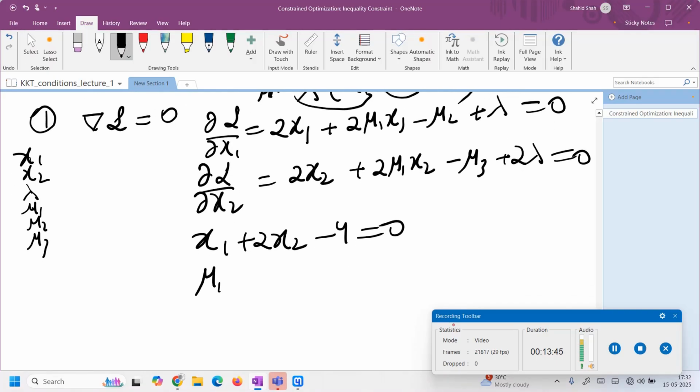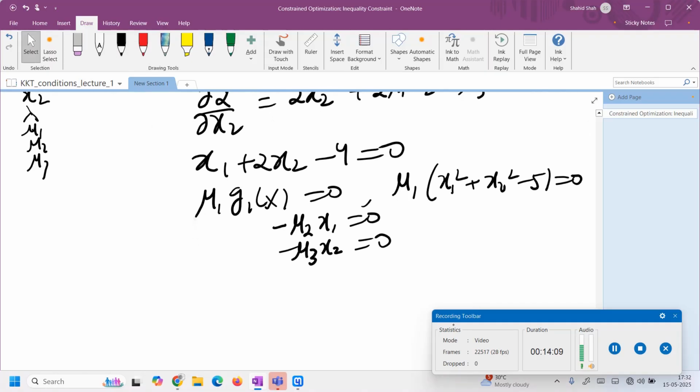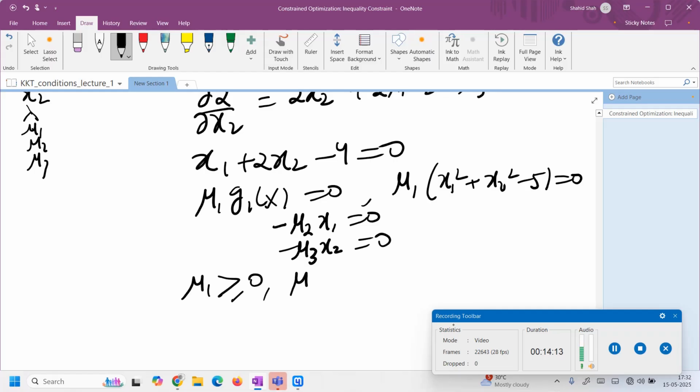Then you have KKT conditions. You have this mu1 g1 of x equal to 0, that is mu1 times (x1 square plus x2 square minus 5) equal to 0. Similarly, you have mu2 times minus x1 equal to 0. Similarly, you have mu3 times minus x2 equal to 0. Fine. And also you need a condition on mu1 should be greater than equal to 0, mu2 should be greater than equal to 0, and mu3 should be greater than equal to 0.